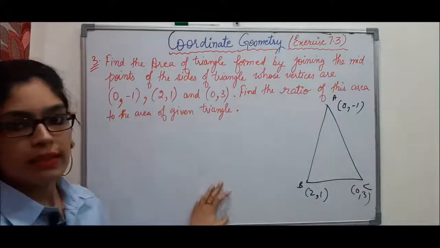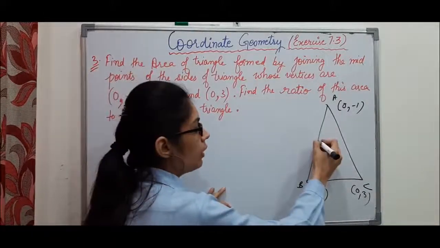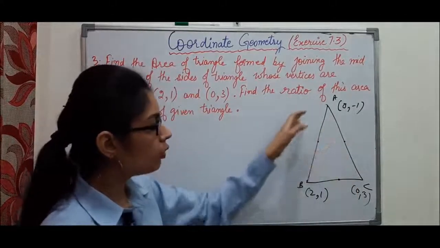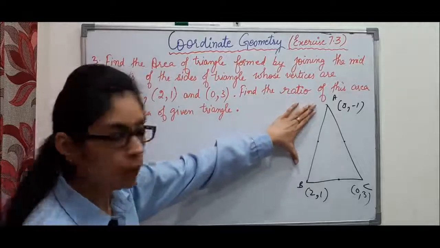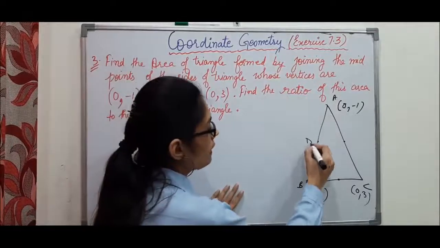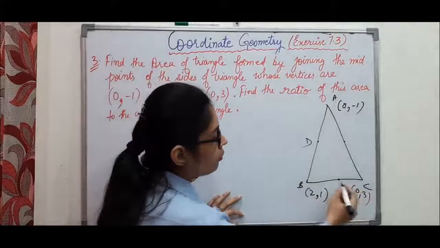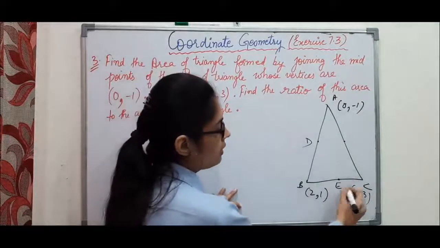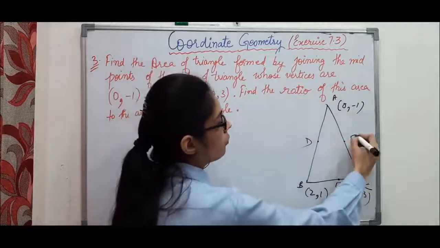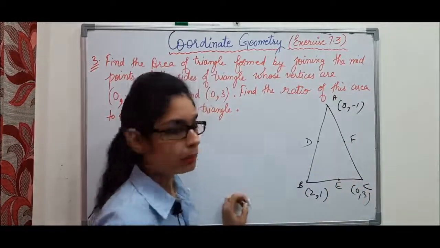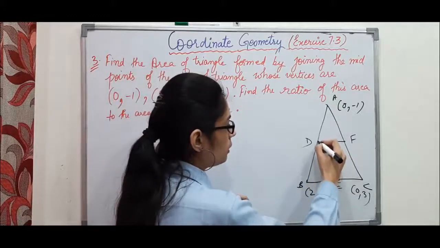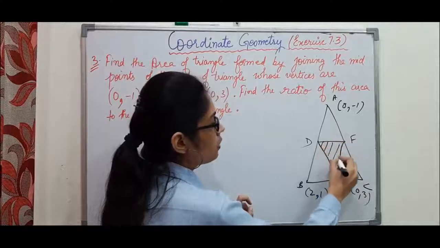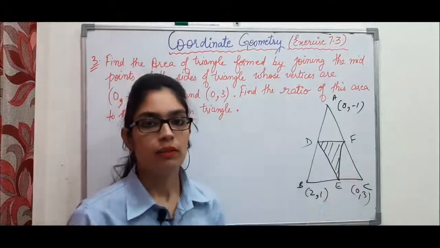So you have to find the area of that triangle which is formed by joining the midpoints of all these sides. For example, if the midpoint of AB it is D, and midpoint means exactly central point, so midpoint of BC it is E and midpoint of AC it is F. So if we join these midpoints, I got one small triangle, you can see this one. So we have to find the area of this triangle.